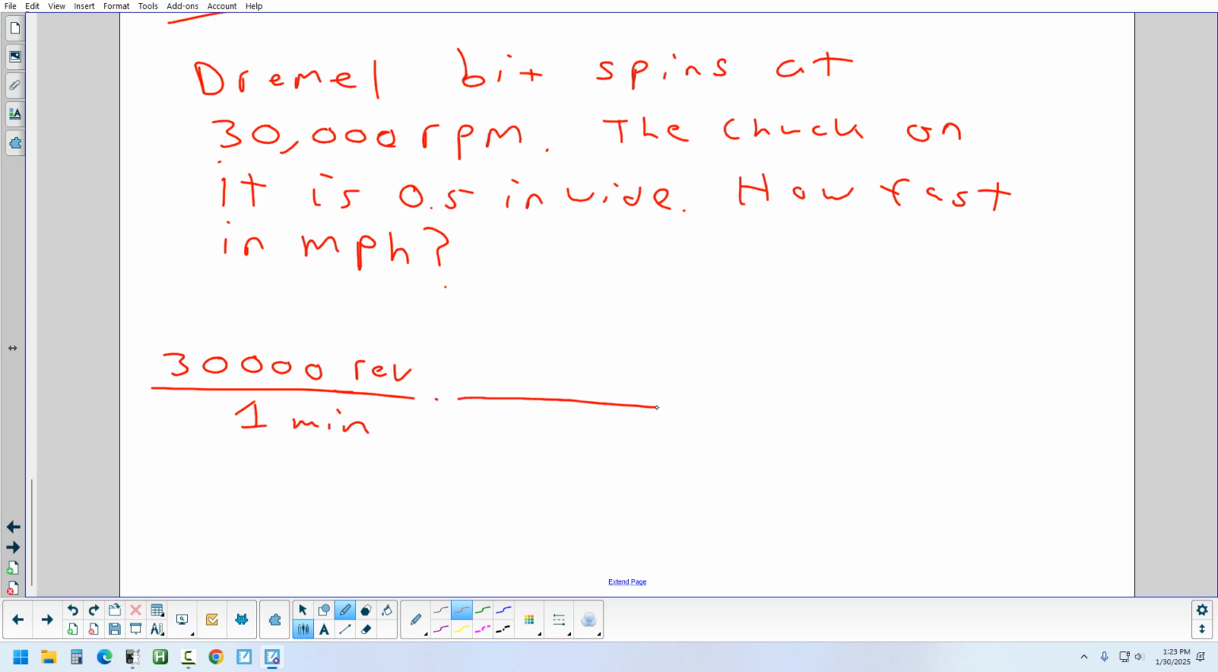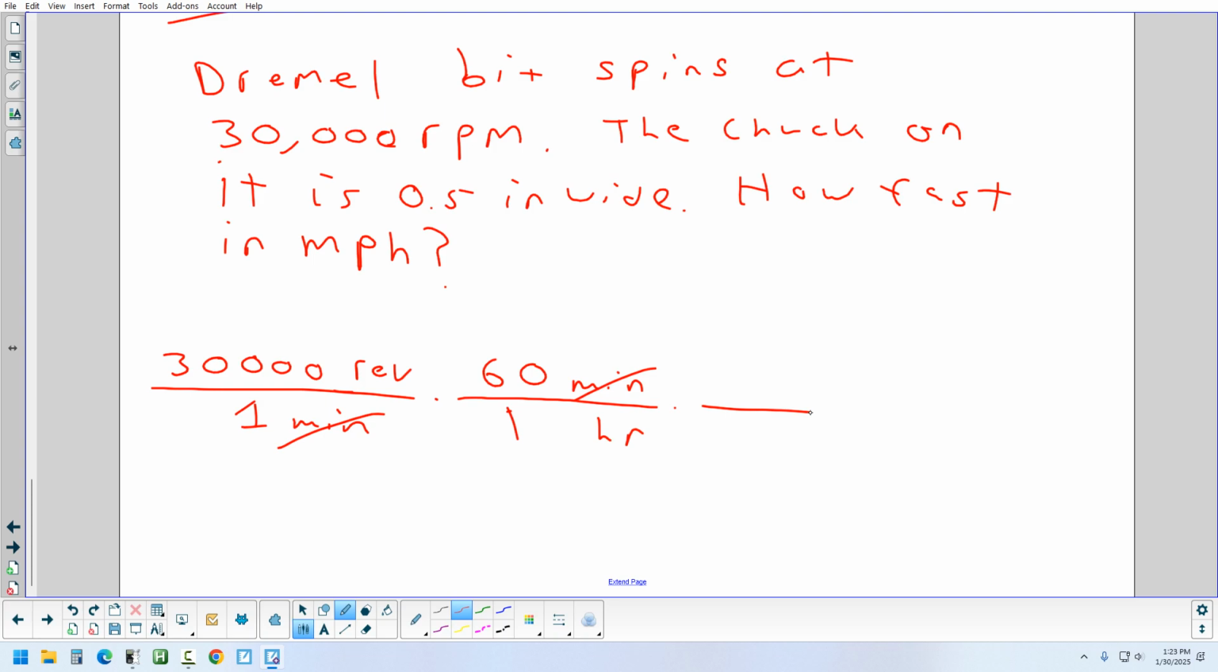It goes on the top. And then hours on the bottom. Hours in the bottom. And the connection there: 1 hour is 60 minutes. Okay, so now we have a speed in revolutions per hour. Now we can't go to miles right away because I didn't measure how wide the tip of the Dremel was in miles. Okay, it's going to be a very small number.